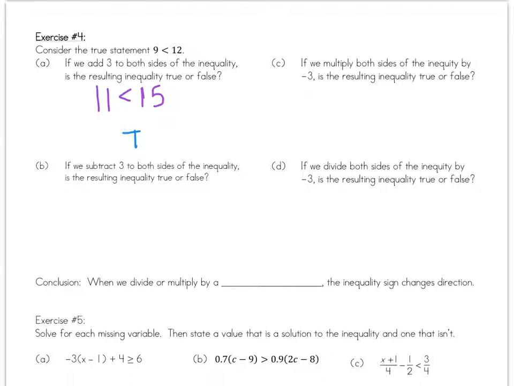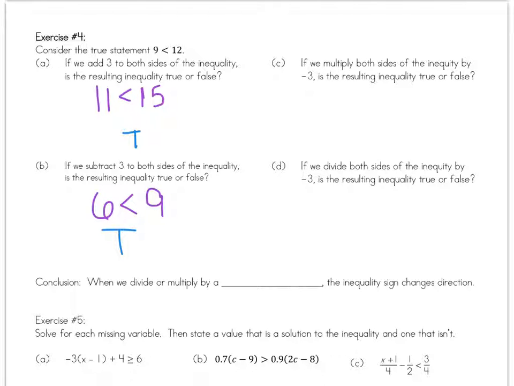This is still true. 11 is smaller than 15. It didn't change anything. Well, if we look at B, what happens if we subtract 3 from both sides? So 9 minus 3 is 6. Is 6 less than 12 minus 3? 9, is 6 smaller than 9? Yeah, that also made a true statement.